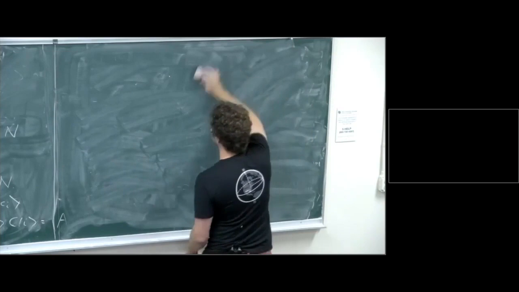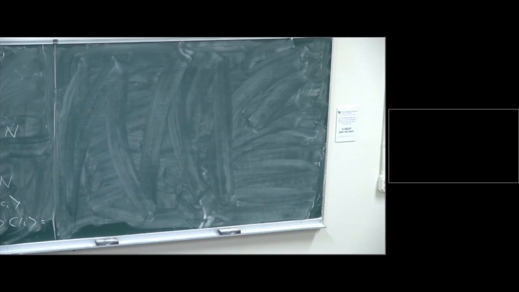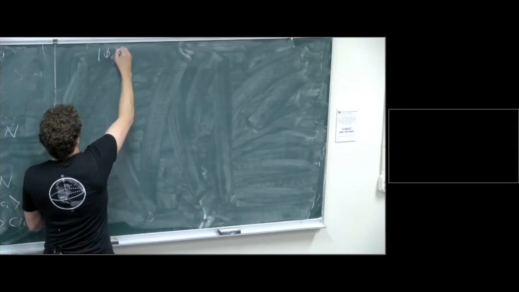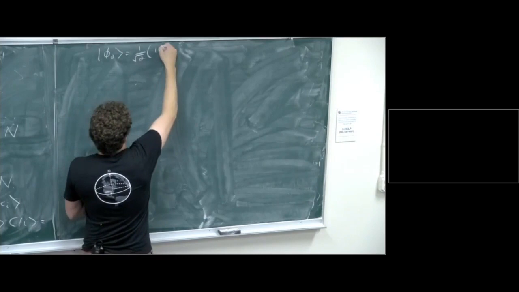Okay, now all I want to do is write out this state in a more explicit way. So I'm going to sum over, well, remember what phi naught is. It's 1 over root 2, (|00> + |11>).